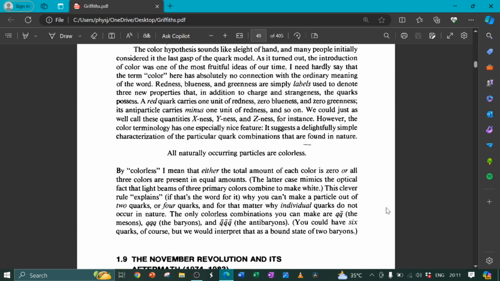The only colorless combinations you can make are Q Q-bar, the mesons, QQQ, the baryons, and Q-bar Q-bar Q-bar, the antibaryons. You could have 6 quarks, of course, but we would interpret that as a bound state of 2 baryons.